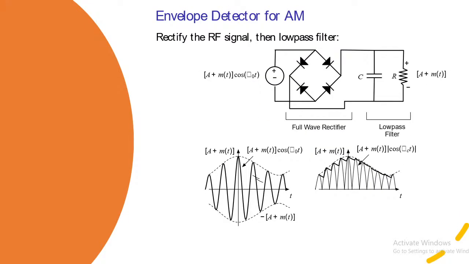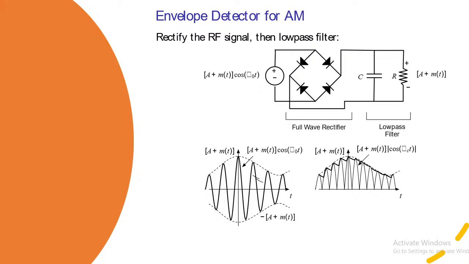Now I will give you the circuit of an envelope detector. We know what an envelope is and what the circuit is. The envelope detector circuit is the simplest circuit. Use a rectifier, a full wave rectifier. To the full wave rectifier, you give the input as A plus m(t) into cos omega c t. Then take the output from that and pass it through an RC filter. Full wave rectifier means the lower half will be cut off automatically, and only the DC component will be given. Now this DC component will be fluctuating with frequency f c.